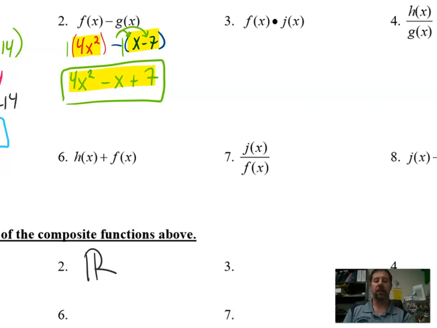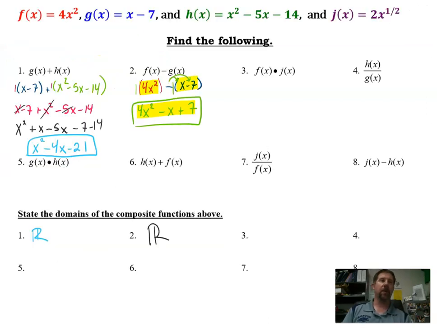All right, now let's look at number 3. On number 3, we want to do f of x times j of x.